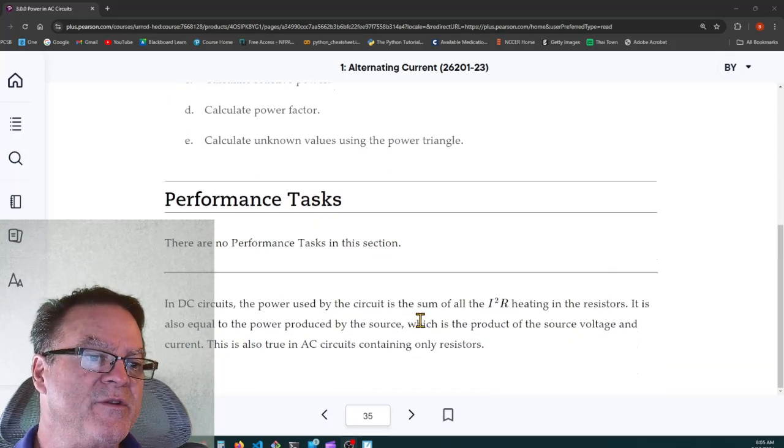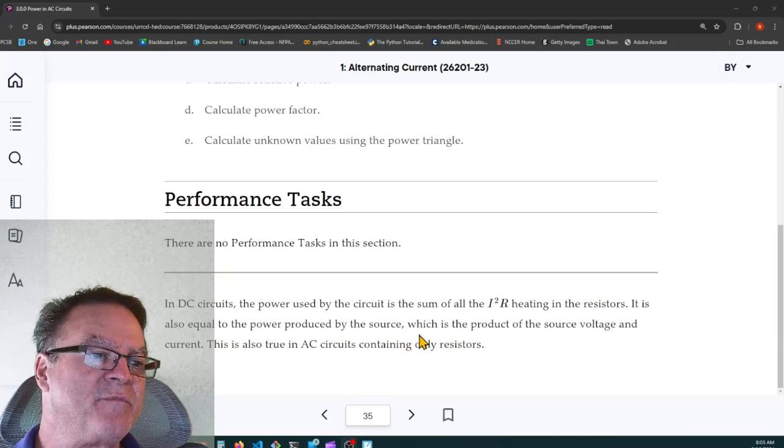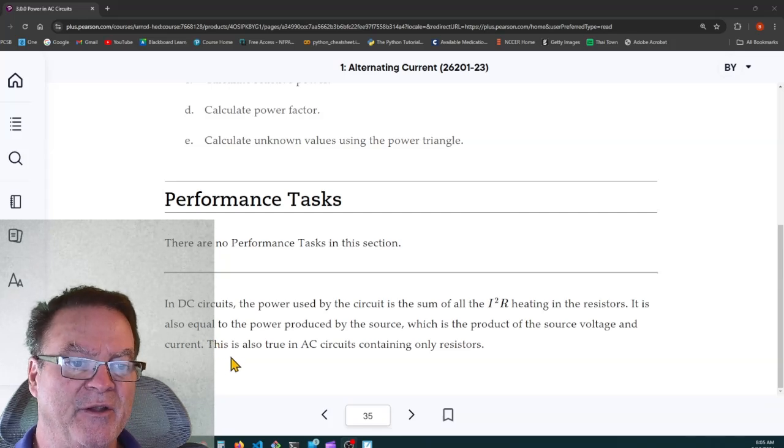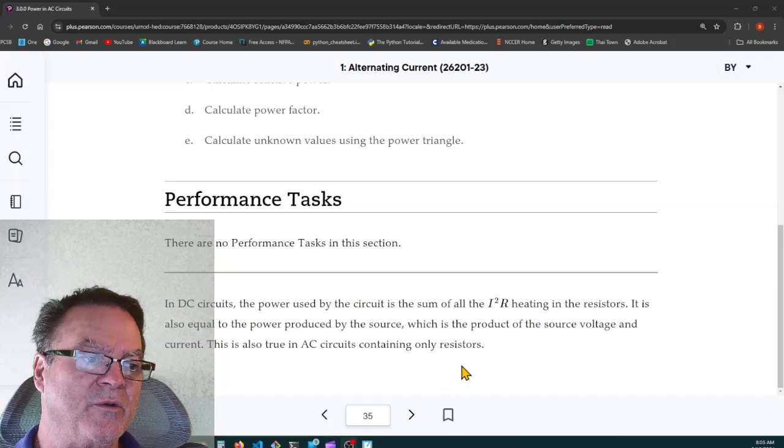In DC circuits, the power used by the circuit is the sum of all of the I squared R heating in the resistor. It's also equal to the power produced by the source, which is the product of the source voltage and the current. This is also true in an AC circuit containing only resistors.